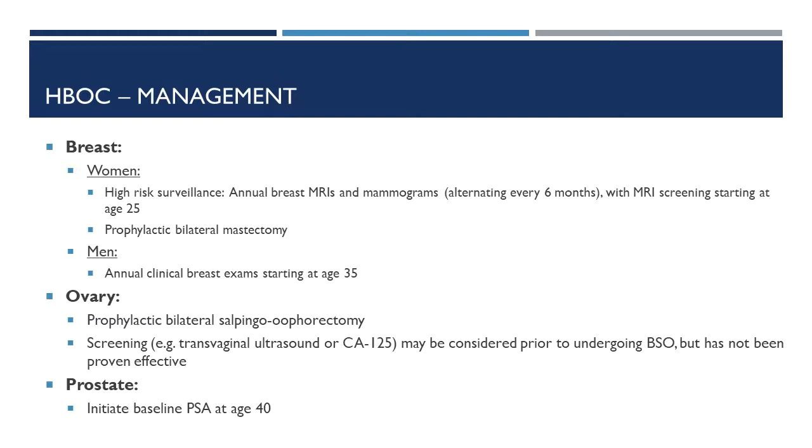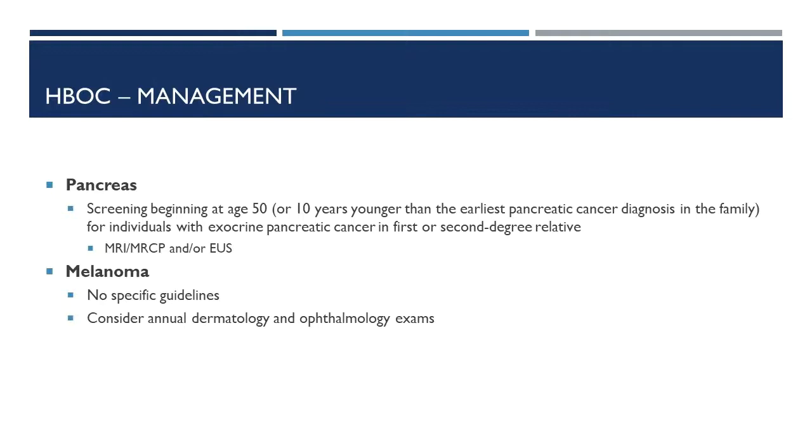Men can begin annual clinical breast exam starting at age 25 and baseline PSA at age 40. Recent updates to guidelines recommend that all individuals with HBOC and a family history of pancreatic cancer in a close relative can begin pancreatic cancer screening at age 50 or 10 years younger than the earliest pancreatic cancer in the family. These individuals can also consider annual dermatology and ophthalmology exams.